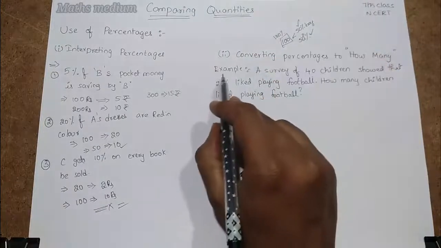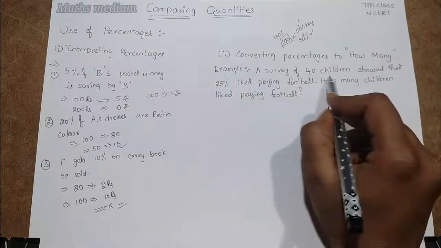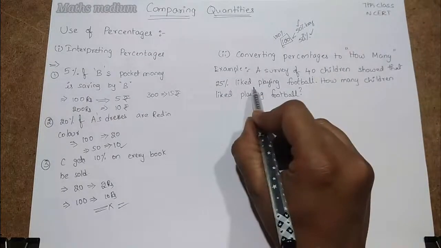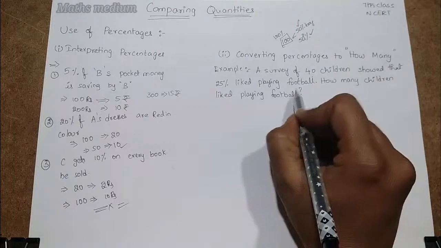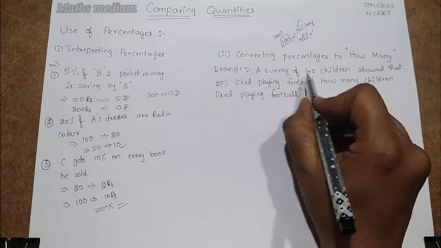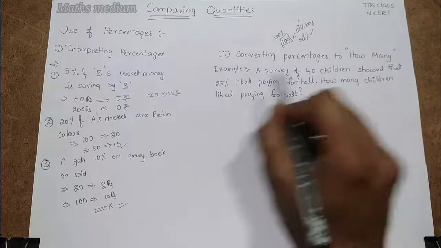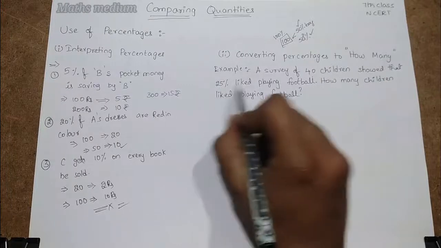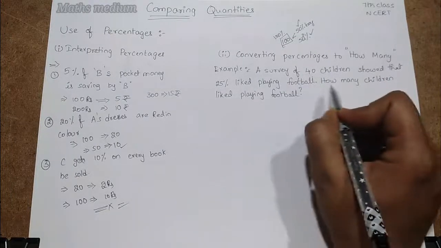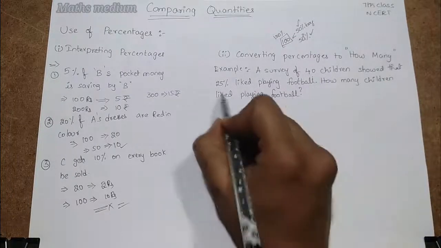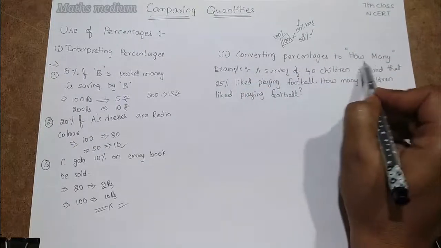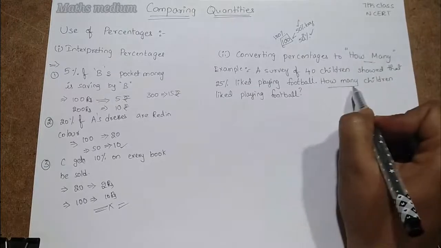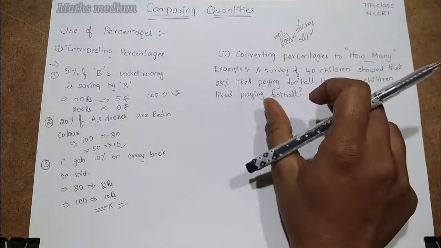matter. See, example, a survey of 40 children showed that 25% liked playing football. How many children like playing football? Here in one survey 40 children are there. In that 25% children like to play football. We have to find how many children like to play football. Here is the percentage, but we have to convert this percentage into how many. Here also how many. So that is the main thing in that question.